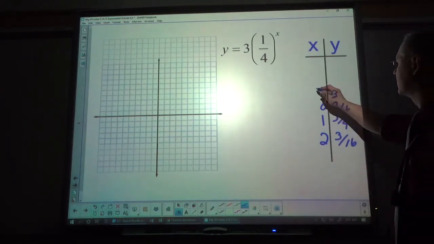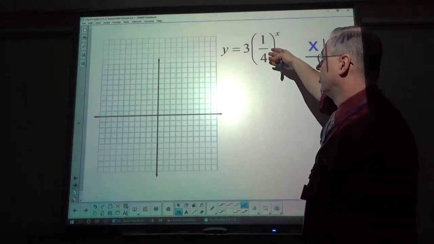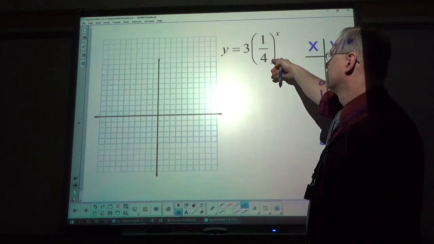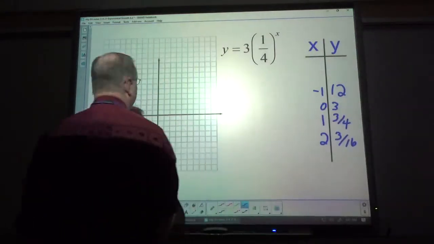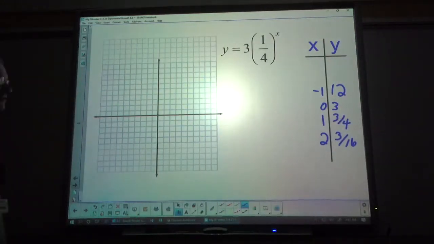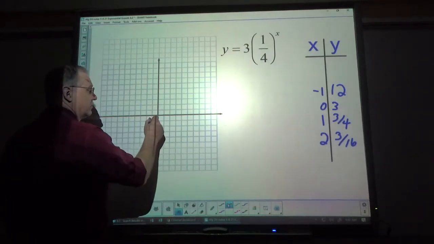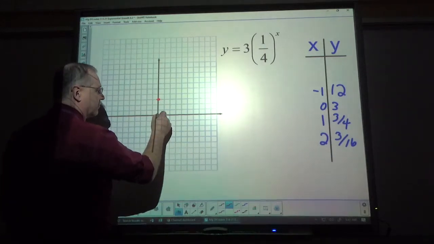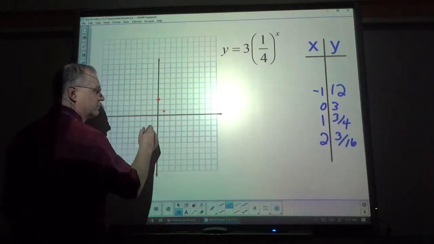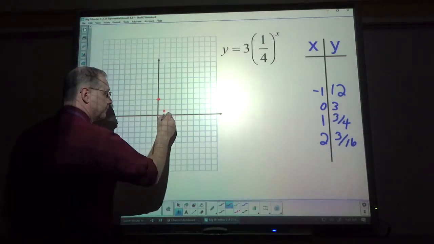If I go the other direction, -1, well, -1 makes the reciprocal of this, so 4 times 3 is 12. And anything beyond that is going to be way off my graph. I've extended this graph just slightly so that it's a little easier to plot those points. Let's go ahead and graph this: 0, 3, 1, 3/4, 2, 3/16, which is just a little under a quarter.